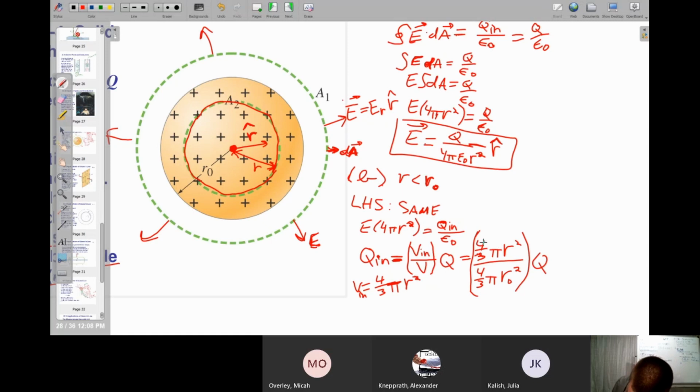Of course, this 4/3 pi cancels out on the top and bottom. Oh, sorry, did I write r squared? I meant r cubed. The volume of a sphere is 4/3 pi r cubed. You guys knew that. And so when I take this volume ratio, since the 4/3 pi cancels out, what I'm going to end up with is Q times r to the third over r0 to the third.